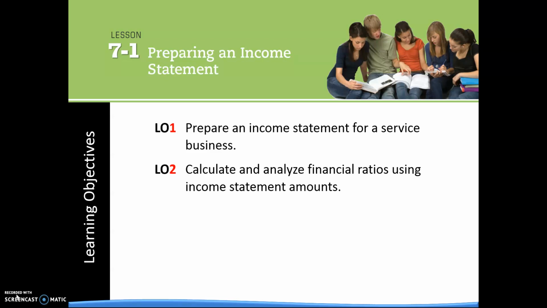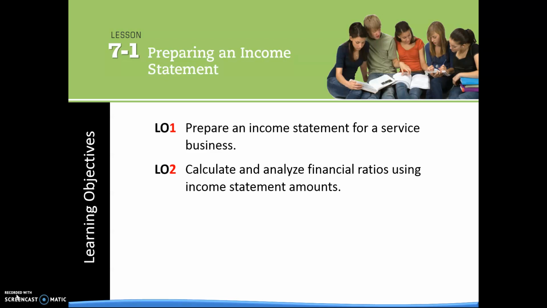Chapter 7 is actually one of our shortest chapters, but one of the most important because we learn how to prepare two types of financial statements. Our first one is going to be our income statement. Our second one will be our balance sheet. So as we talked about in Chapter 6, we're continuing with our end of period work.